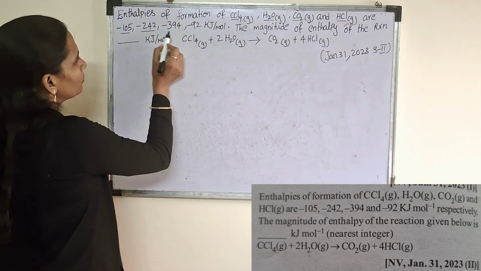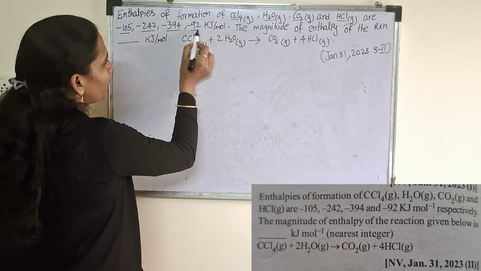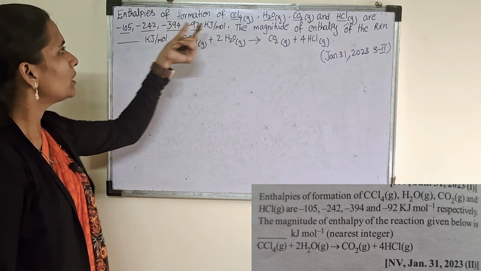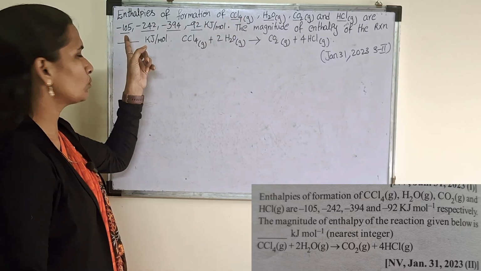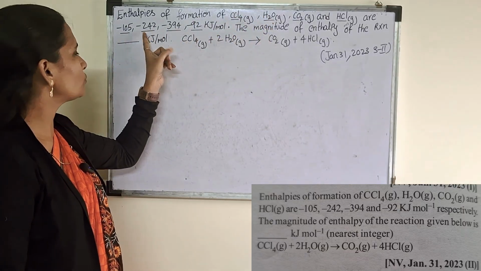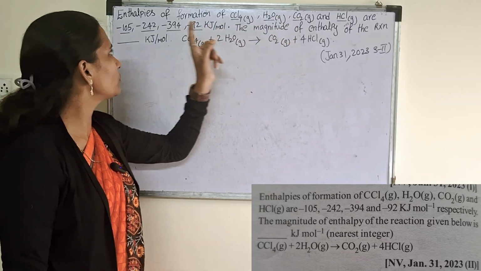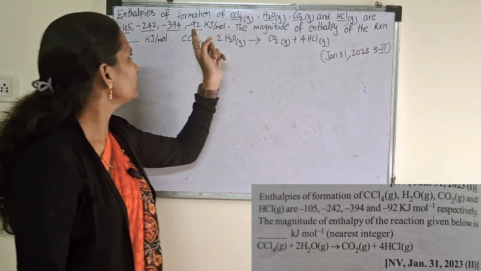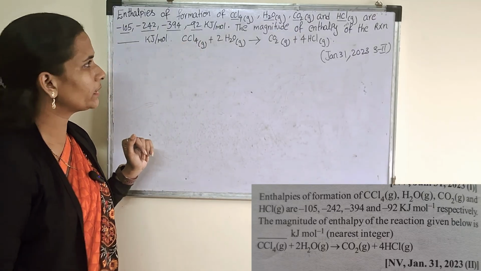minus 242, minus 394 and minus 92 kilojoule per mole respectively. Means what they have given: enthalpy of formation of CCl4 minus 105, enthalpy of formation of water minus 242, enthalpy of carbon dioxide minus 394 and enthalpy of formation of HCl minus 92 kilojoule per mole.